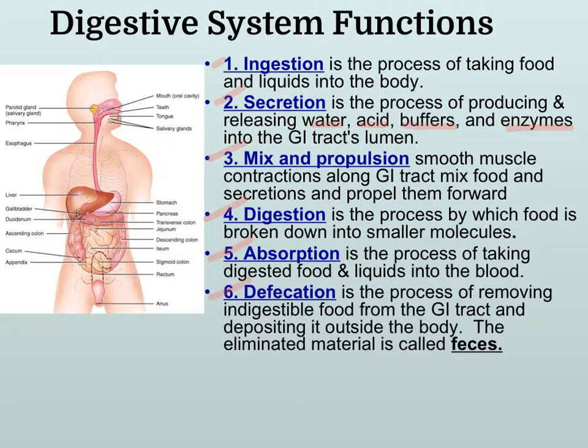And then, of course, defecation, which is the process of removing indigestible food. It's the fancy word for pooping. But it's got to be done because we need to get rid of the waste products. And that material that we excrete during this process is called feces. So all of these are functions of the digestive system.